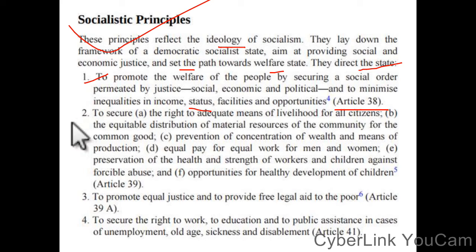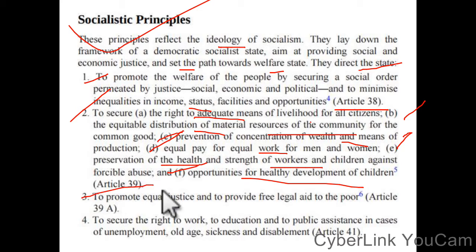Article 38. To secure the right to adequate means of livelihood for all citizens, the equitable distribution of material resources of the community for the common good, the prevention of the concentration of wealth and means of production, equal pay for equal work for men and women, preservation of the health and strength of the workers and the children against abuse, and opportunity for healthy development of children. Article 39, to promote equal justice and legal aid. Article 41, to secure the right to work, education, and public assistance in case of unemployment, old age, sickness, and disability.